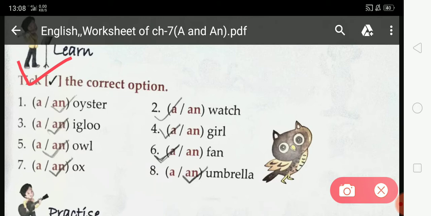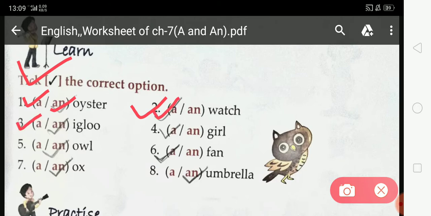Come on, first, oyster. Here oyster starts with O, so we use AN before oyster. So you have to take AN. Second, watch. W is a consonant, so we use A before watch. So in second, you have to take A.